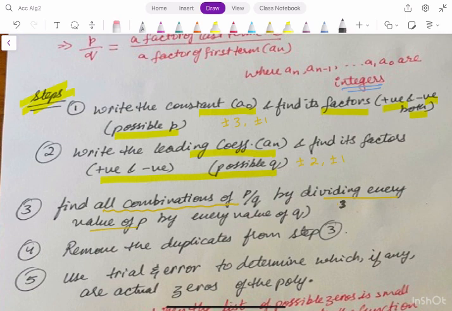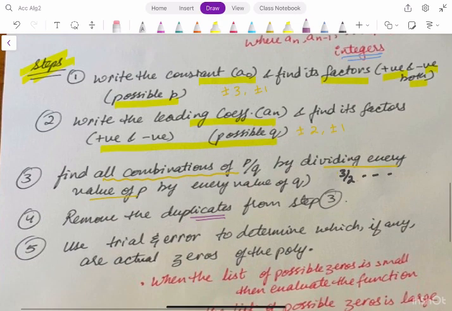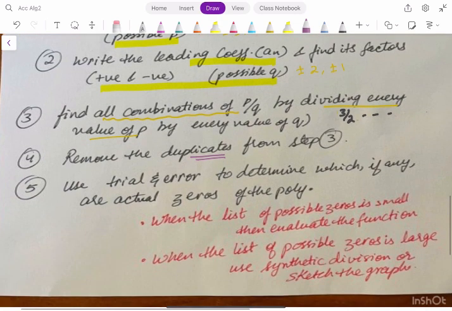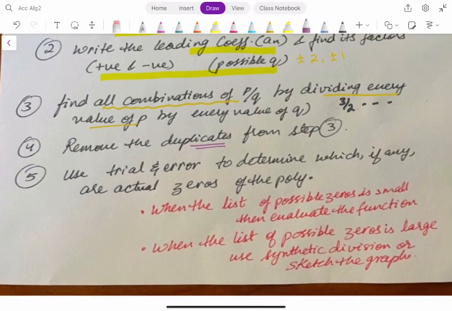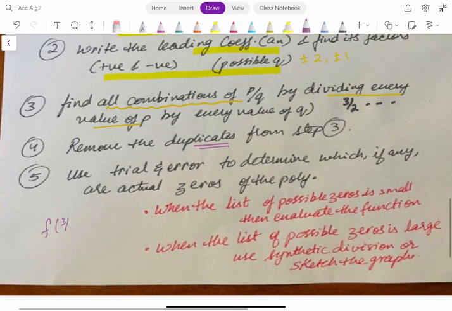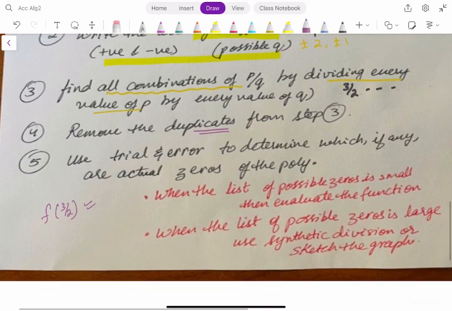And once you have all the duplicates removed, whatever is left over, then the process comes for trial and error. We need trial and error to determine if any of the factors that we got in the p and q format are actual zeros of the polynomial or not. Here's the thing. When the list of possible zeros is small, it is a good idea to just evaluate the function. For example, what does f of 3 give? Just find it out. But when the list is pretty long, it is a good idea to use synthetic division and sketch the graph.